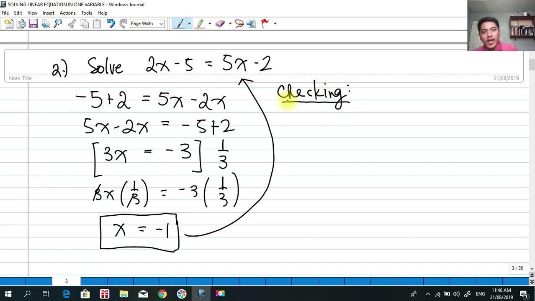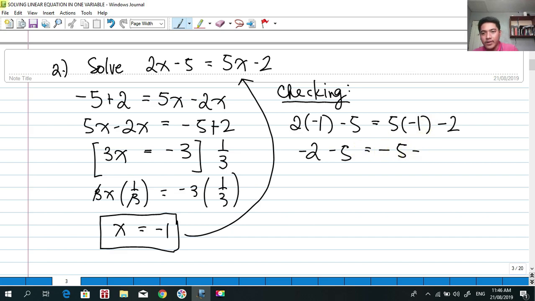Okay. We have 2 multiplied by negative 1 minus 5 equals to 5 times negative 1 minus 2. So 2 times negative 1 is negative 2 minus 5. 5 times negative 1 is negative 5 minus 2. We're going to simplify this. Negative 7 and negative 7. So hence, we got the correct answer, which is x is equals to negative 1.